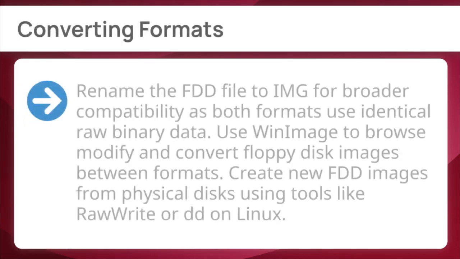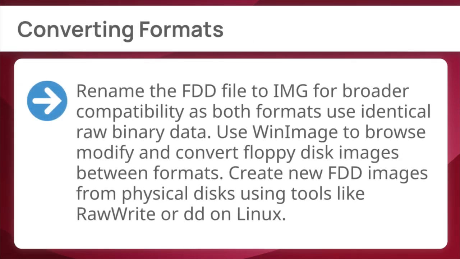Finally, converting formats. Rename the FDD file to IMG for broader compatibility, as both formats use identical raw binary data. Use WinImage to browse, modify, and convert floppy disk images between formats. Create new FDD images from physical disks using tools like RawWrite or dd on Linux.